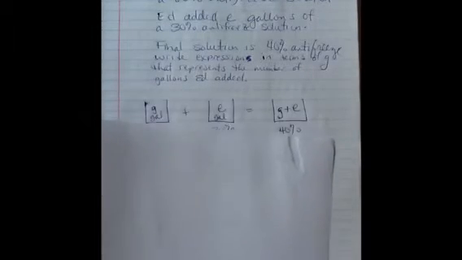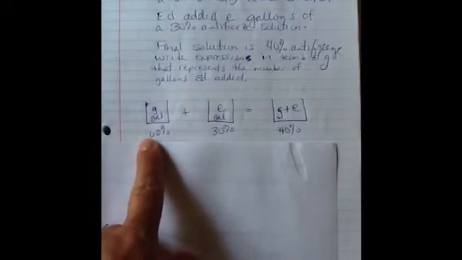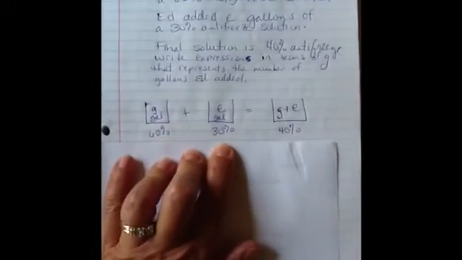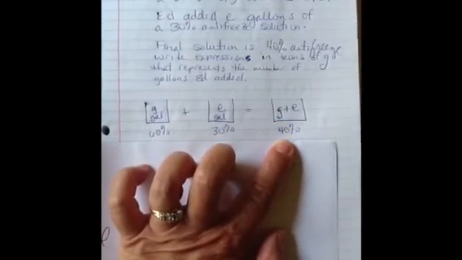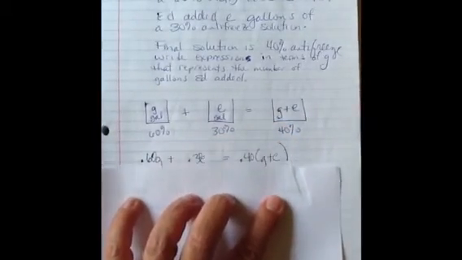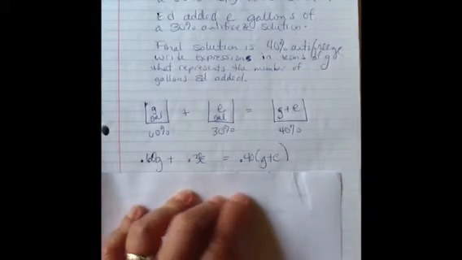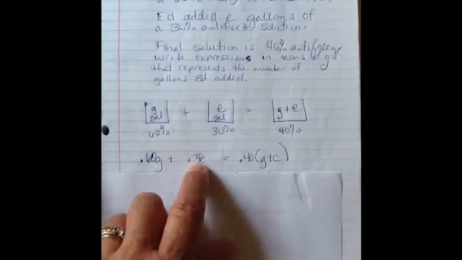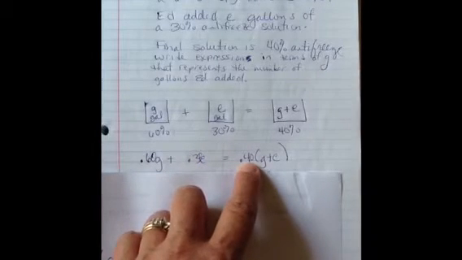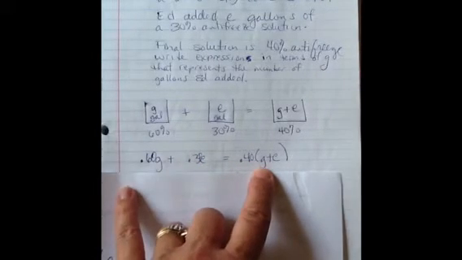So let's set up first our picture. We have G gallons of the 60%. We have E gallons of the 30%. We add them together to get the 40%. Now I can write my equations. 0.6 times G plus 0.3 times E, it's 0.30, equals 0.40 times G plus E.